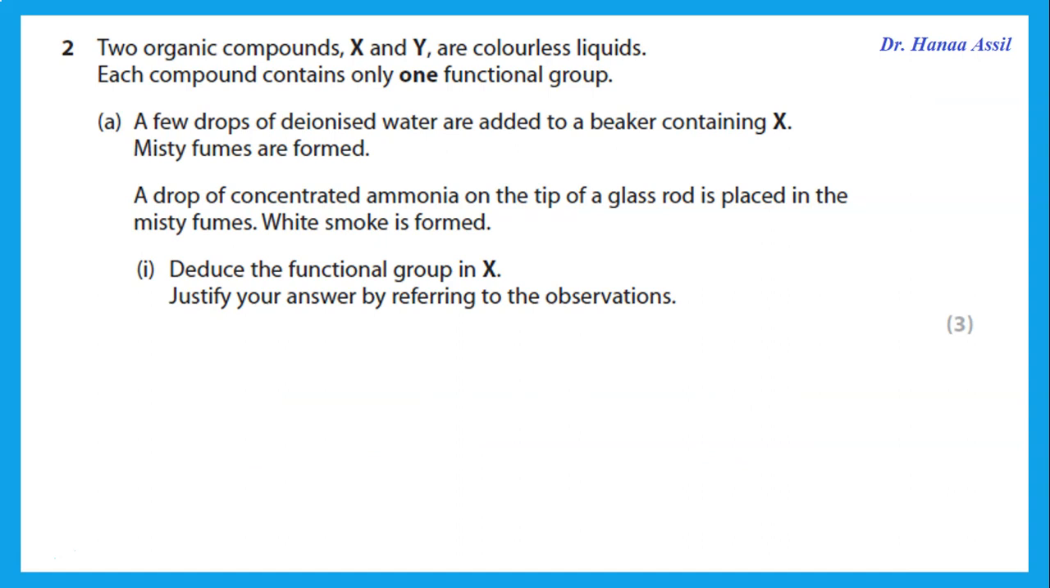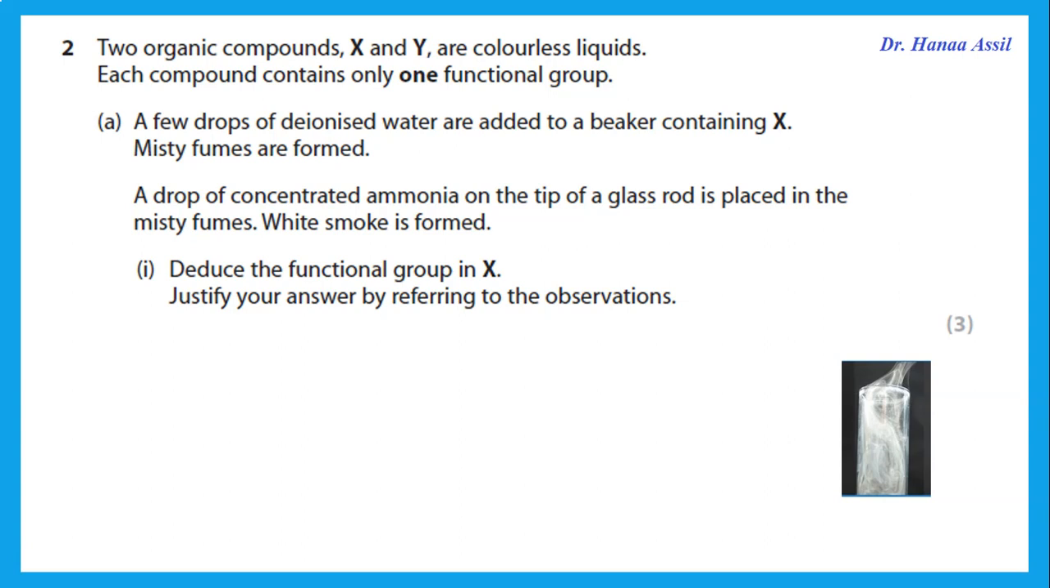Okay, the second question says two organic compounds X and Y are colorless liquids. Each compound contains only one functional group. A few drops of deionized water was added to a beaker containing X and he got misty fumes. A drop of concentrated ammonia on the tip of a glass rod is placed in the misty fumes and he got a white smoke. Remember that when you put concentrated ammonia on the tip of a glass rod and it gives white smoke, that means that misty fumes formed at the beginning were HCl.